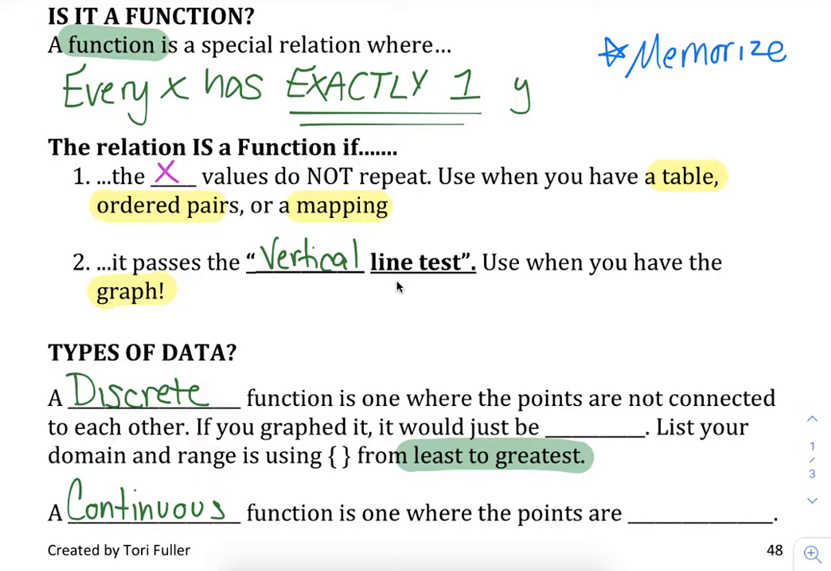Okay? The second way we can test if something is a function is to use our vertical line test. Okay? I think you guys have seen those before, but basically we hold our pencil up and down like a vertical line. We slide it across the graph, and it is not allowed to touch more than once. So maybe we put a note on here. Can't touch twice.